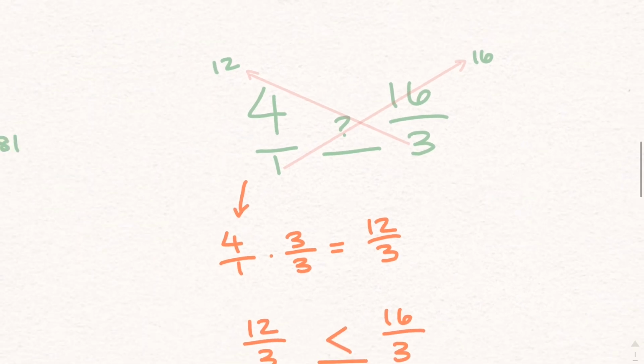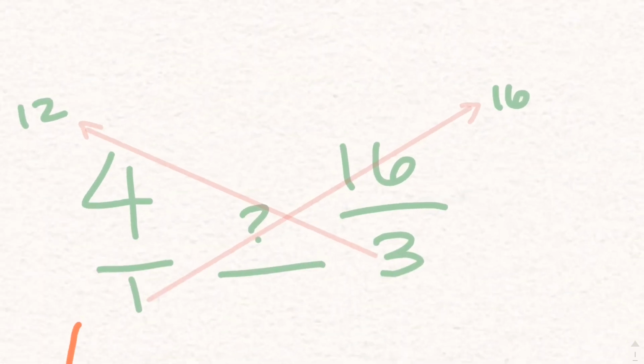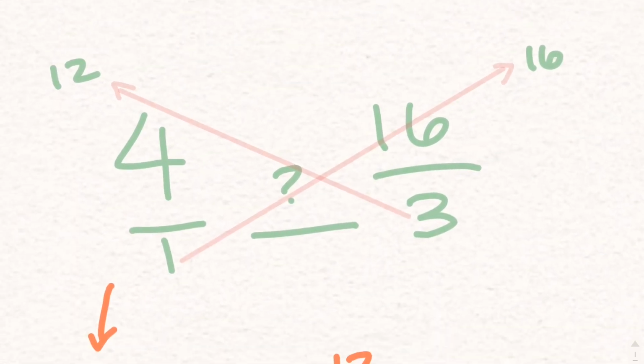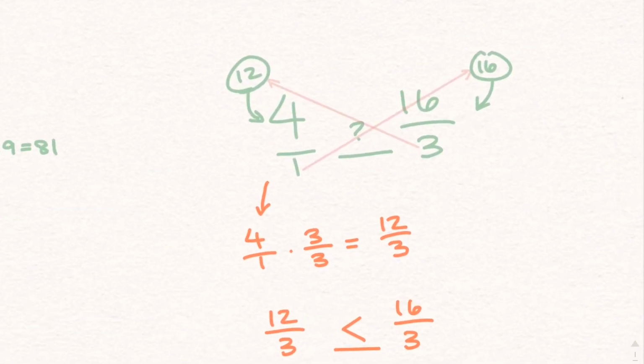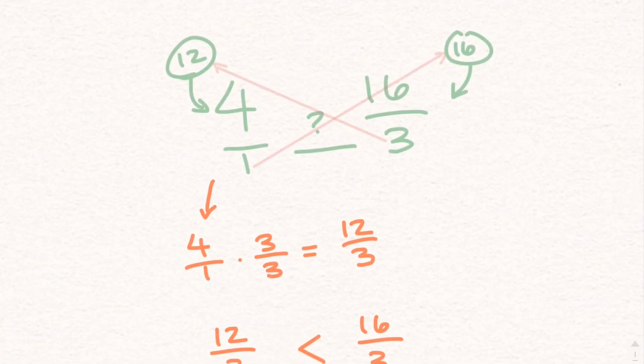So we basically did the same thing as we did when we found the common denominator, except this is just simpler and faster. So this number represents 4, and this number represents 16 over 3. So we can compare these two numbers that I've circled, and we can tell that 12 is less than 16, so that means that 4 is going to be less than 16 over 3, which we also found by doing our common denominator method.